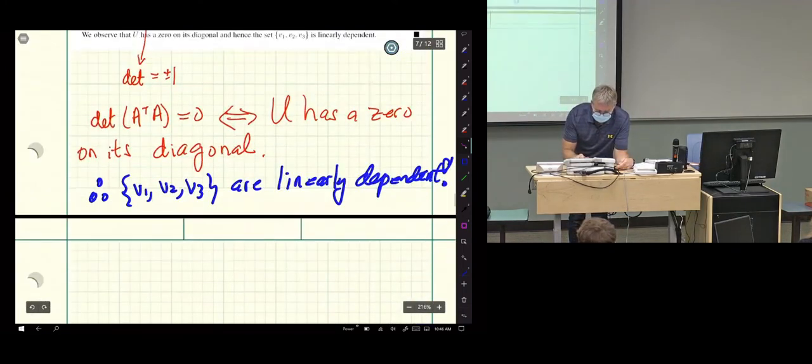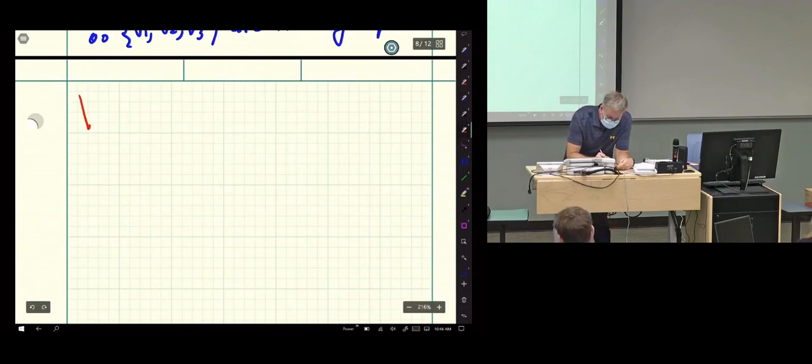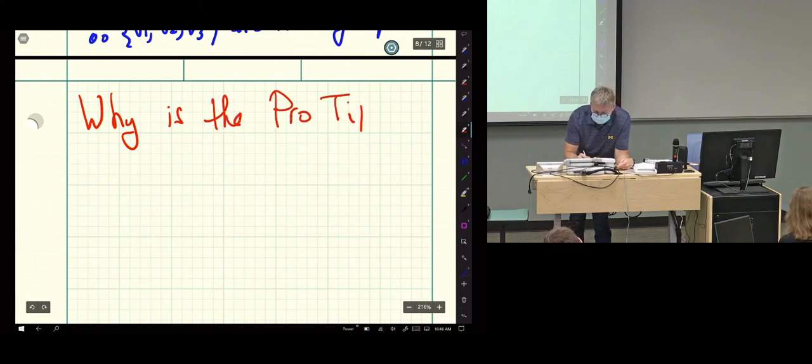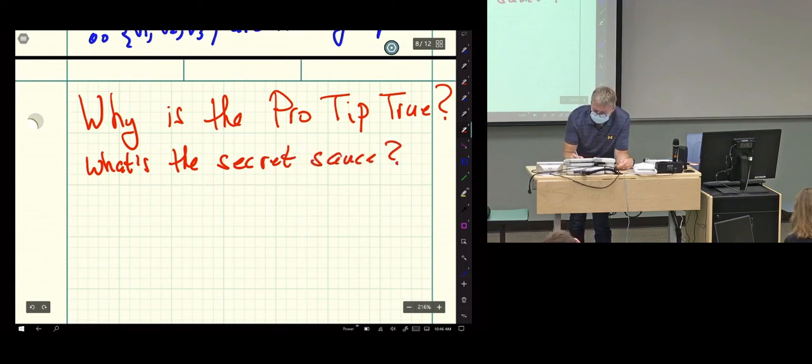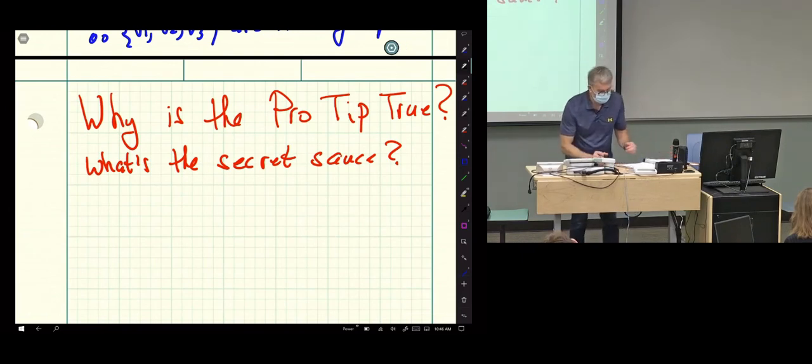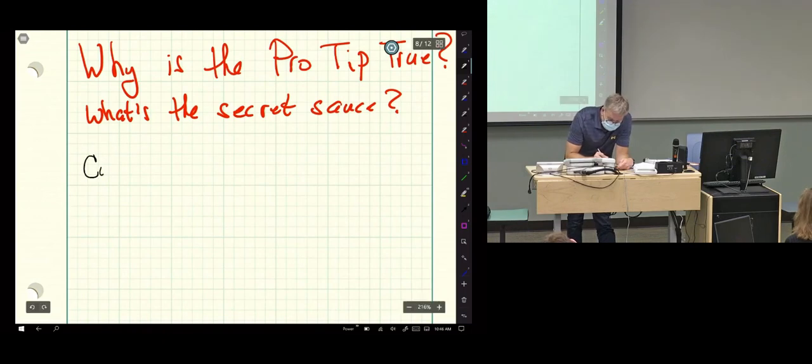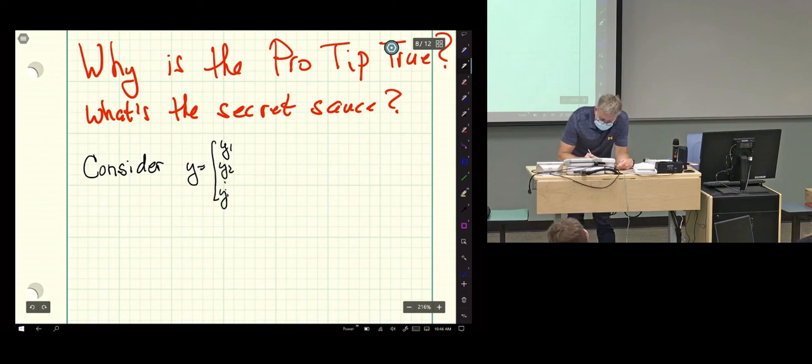So why is this true then? Okay, why is the pro tip true? And I don't think I'll get the whole thing today, but pretty close. What's the secret sauce, okay? Each step is going to be really small, but they're all going to add up to this kind of amazing thing. So let y be a vector, and it has n components. I don't really care. Could be k, but it has n. Okay, so this is in Rn.